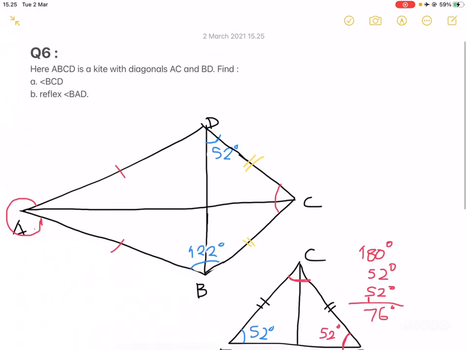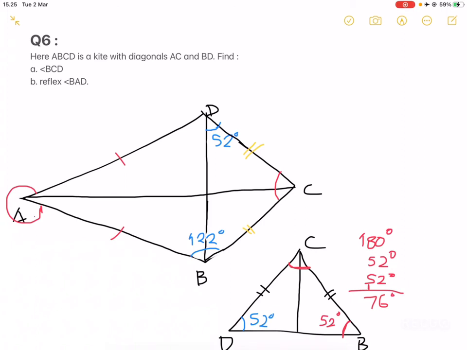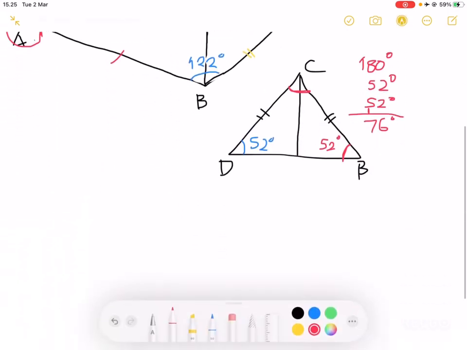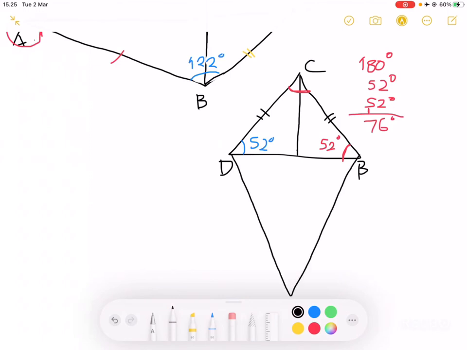Alright, so that's the first part done. We need to find the reflex of BAD. Now, if we continue this kite by extending these two line segments right here, as well as this diagonal, and given our clue, we have this whole angle. This blue angle is 122 degrees, and since we know this bit is 52 degrees, then this other bit must be equal to 72 degrees.